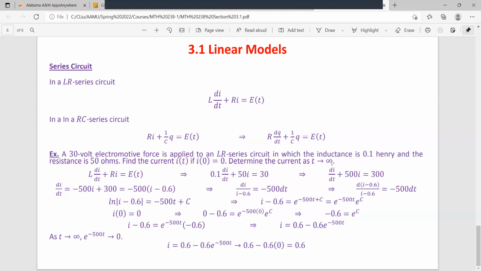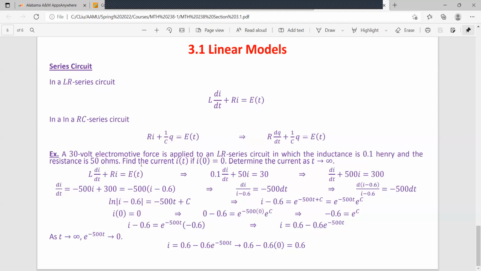So inductance L is 0.1 and resistance R is 50. Okay, so then we need to solve for current I from this equation. And the question is actually to find the current I if I of 0 equals 0. Okay, so that's the initial condition. And determine the current as t approaches infinity. So it's asking what eventually the current is.